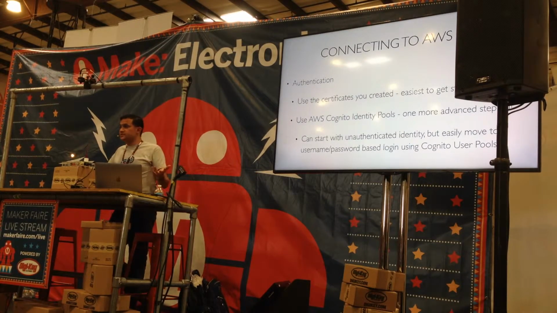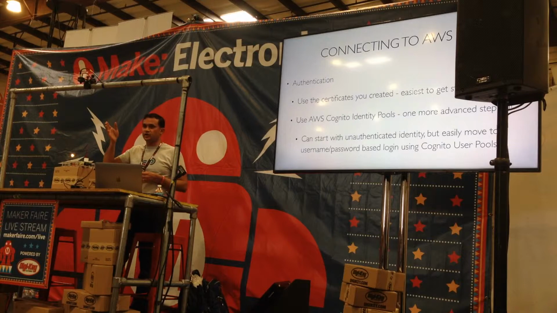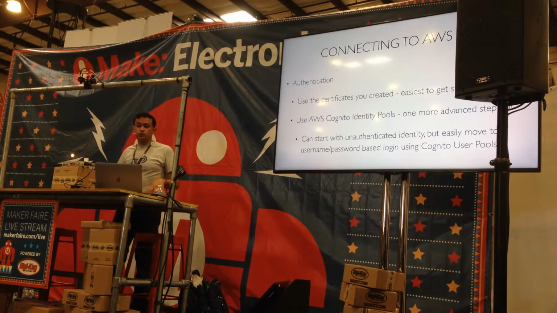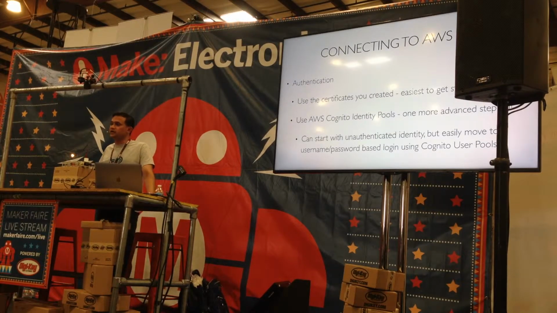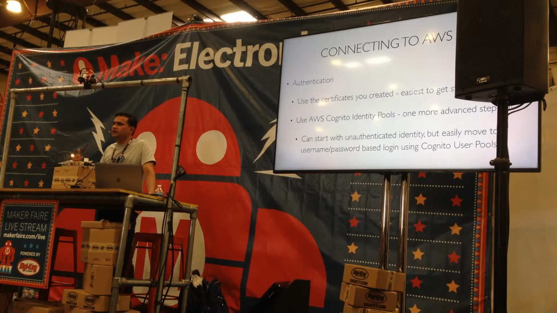And on the mobile app side, you'd want to connect the mobile app to AWS IoT. There are a couple of ways in which you can accomplish this. First, you could use the certificates that you use to have your device communicating with the cloud. That would be the easiest way to get started. Another way to do it would be to use AWS Cognito identity pools. This is a more advanced step, but it's quite simple. You can start off with an unauthenticated identity. So it's the mobile app, there's no extra authentication required. It can just connect to your AWS IoT.